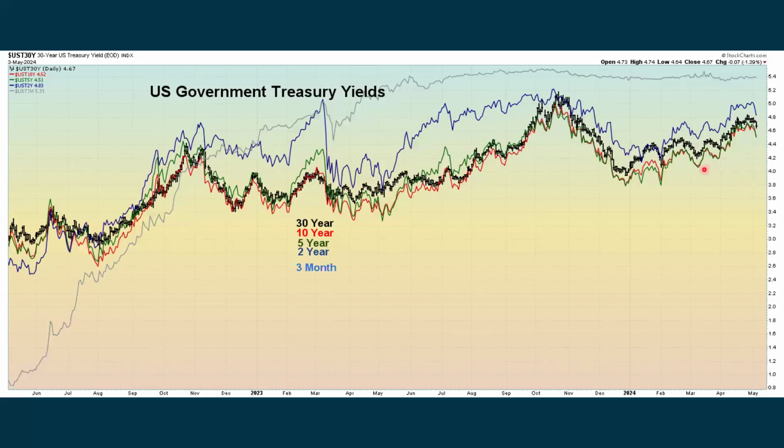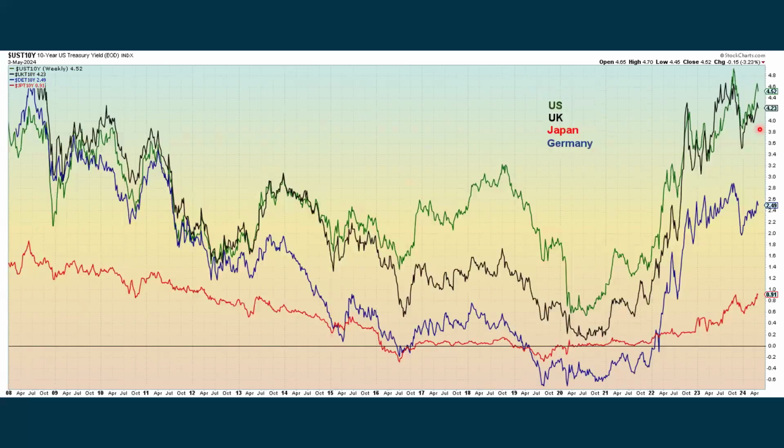This is a daily chart where we had been going up with interest rates, and then we've been seeing them drop off lately. Here's a weekly chart looking internationally, where we did see a decline with US and UK rates, which are the highest, a little bit of a decline with German rates, and even Japanese rates ticked down in the previous week.